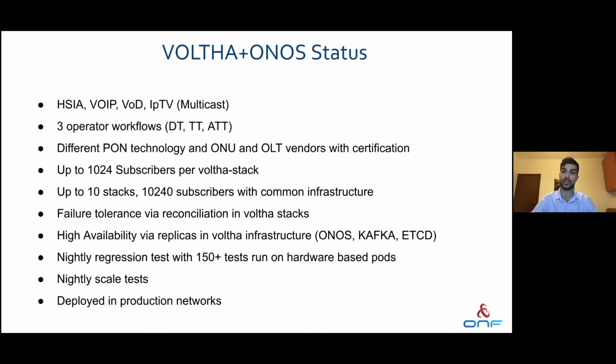While the infrastructure leverages high availability via replicas. As I said, we usually deploy 3 replicas of ONOS, 3 Kafka, and 3 etcd elements for each infrastructure of Volta. We have a nightly regression set of tests that run 150 tests on hardware, but we also run the nightly scale tests. That's even more tests. And this is deployed in production within our operators, Deutsche Telekom and Turk Telekom.